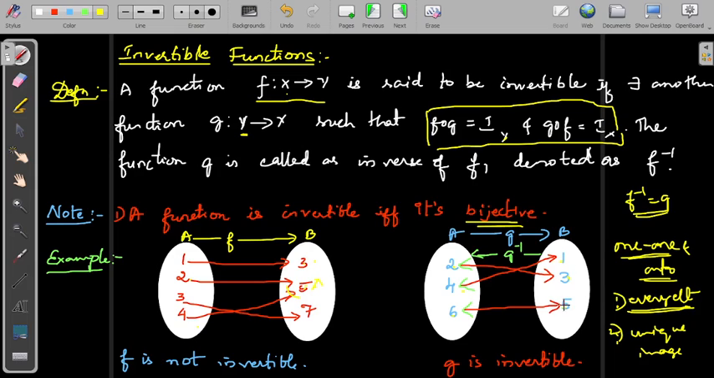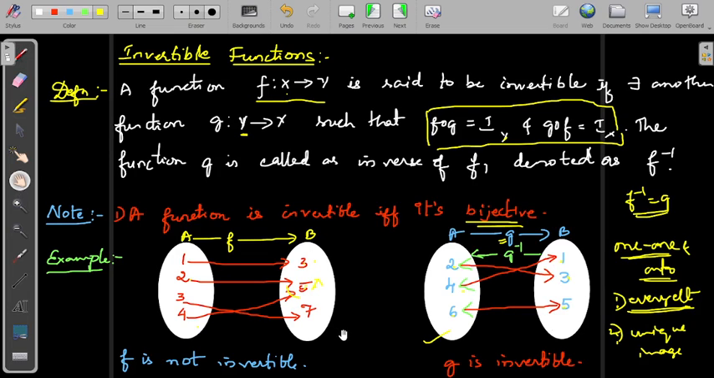At a time, no element will have two different images. So I can define a function from B to A, and that function is called G inverse. Hence, your function G is invertible. If you can find such a function, then we call that G is invertible. So here G is invertible, whereas in the first case the function f was not invertible. Or else you can say that this function G is both one-one and onto, hence the function is invertible.